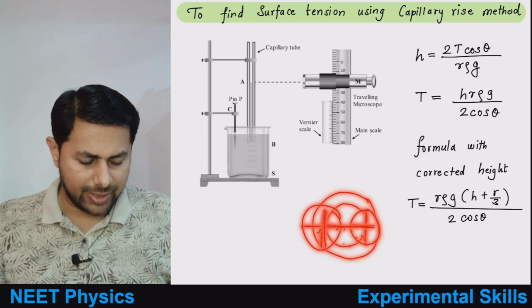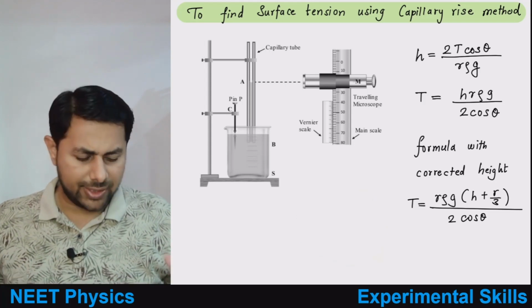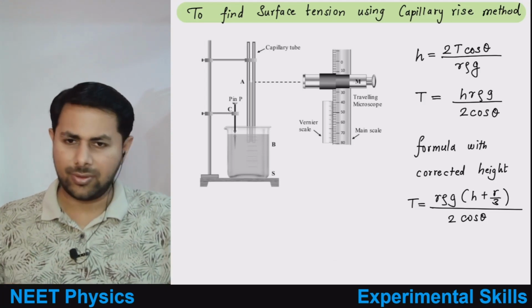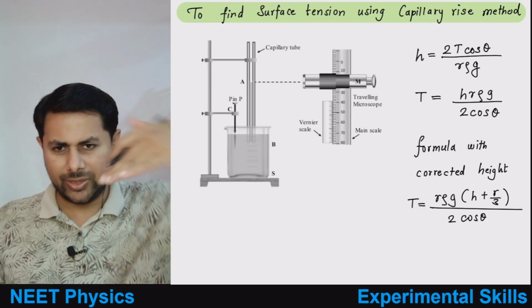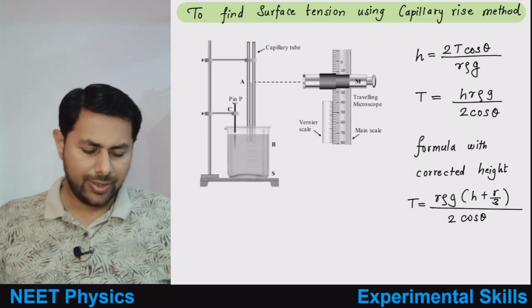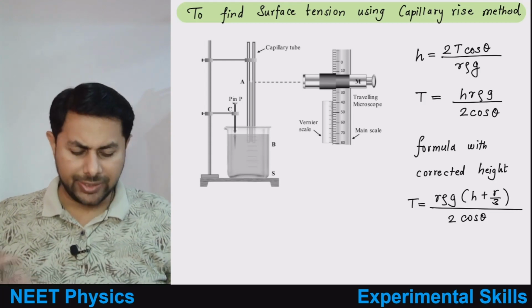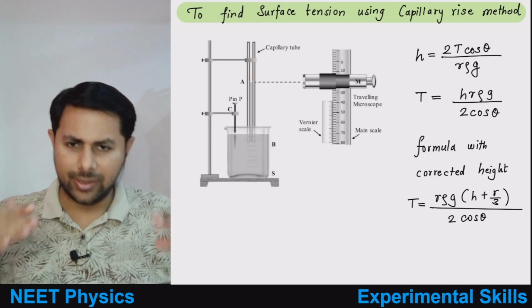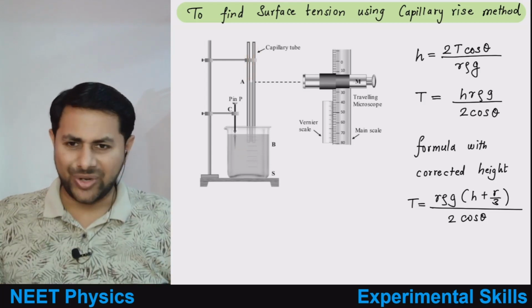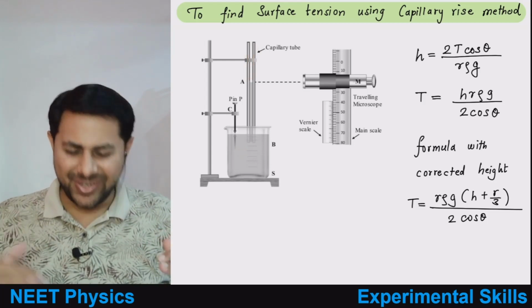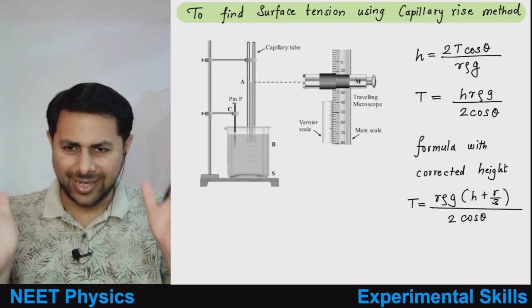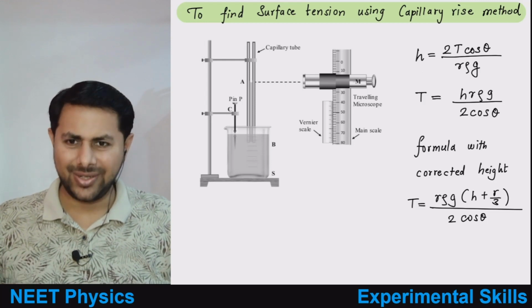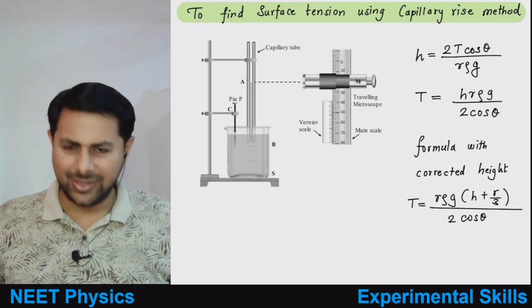You can take one reading here, one reading here, and using the difference between the two, you can find out the diameter. To find the diameter, you will need to make that microscope vertical. Then once again, you put the capillary tube into the water. If it is water, the liquid level will rise up in the capillary tube. If it is mercury, then it will fall in the capillary tube.